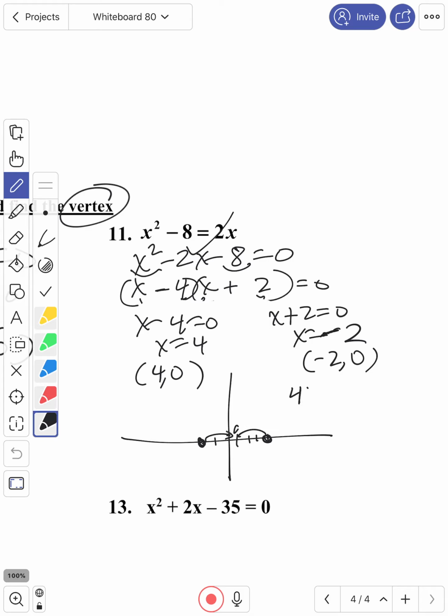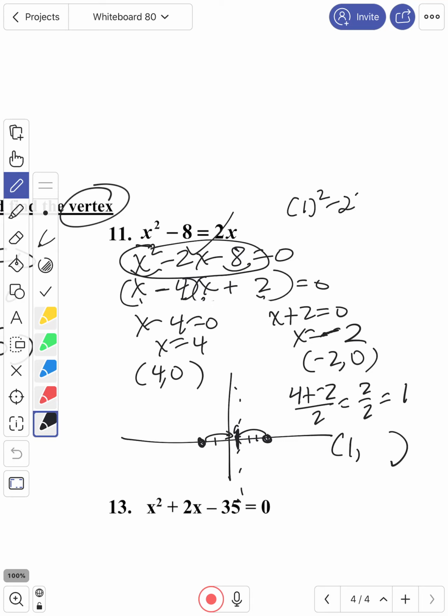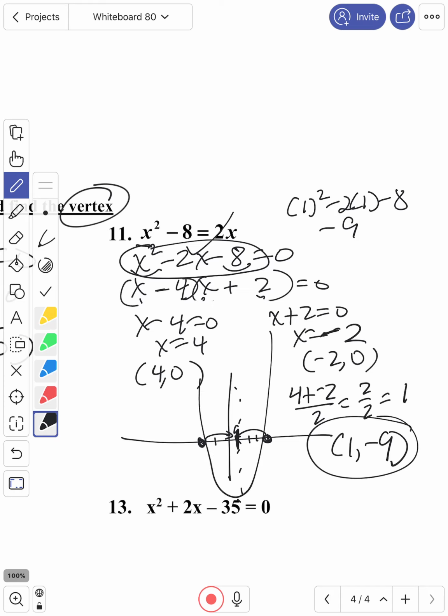So I average them. 4 plus negative 2 over 2. That gives me 2 over 2. So the front of my vertex is 1, which makes sense in my picture. I don't know where to put it, so I'm going to fill 1 back into the original. So I have 1 squared minus 2 times 1 minus 8, which gives me negative 9. So there's my vertex. It would look something like this.